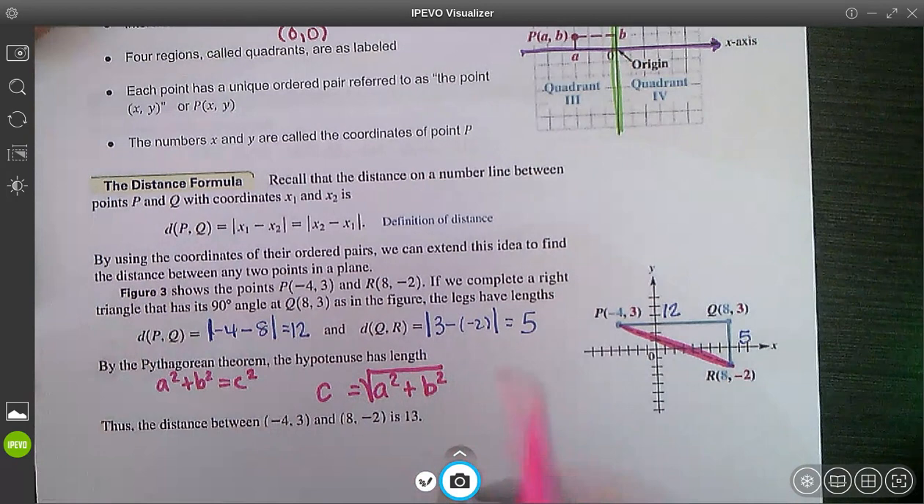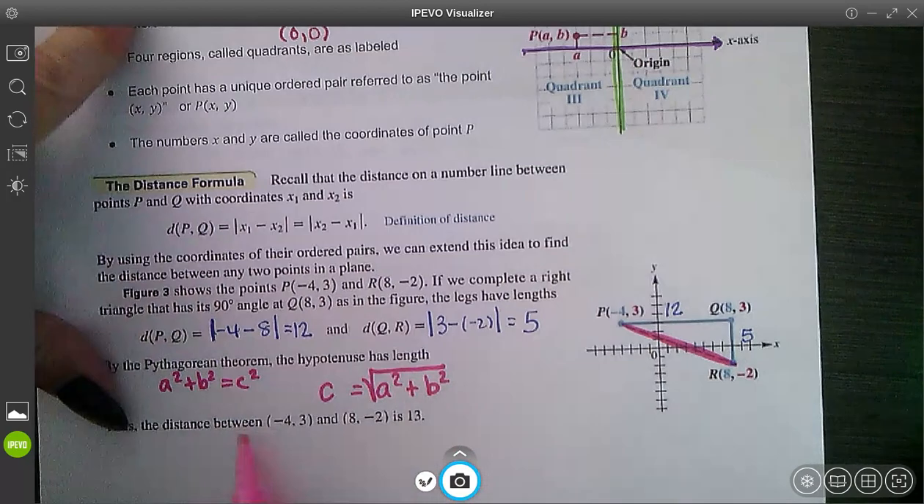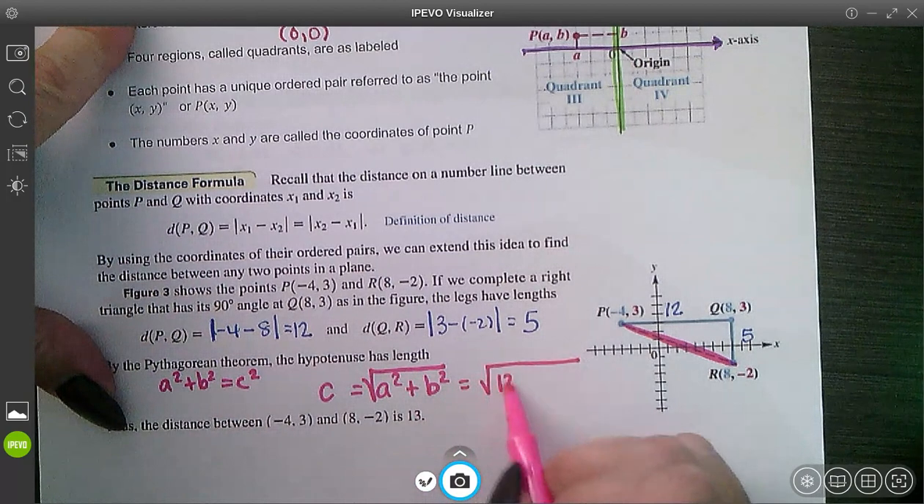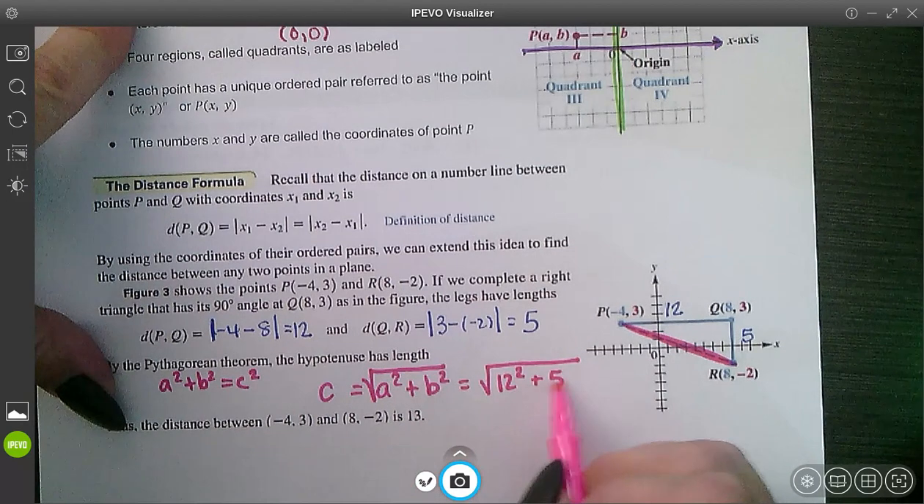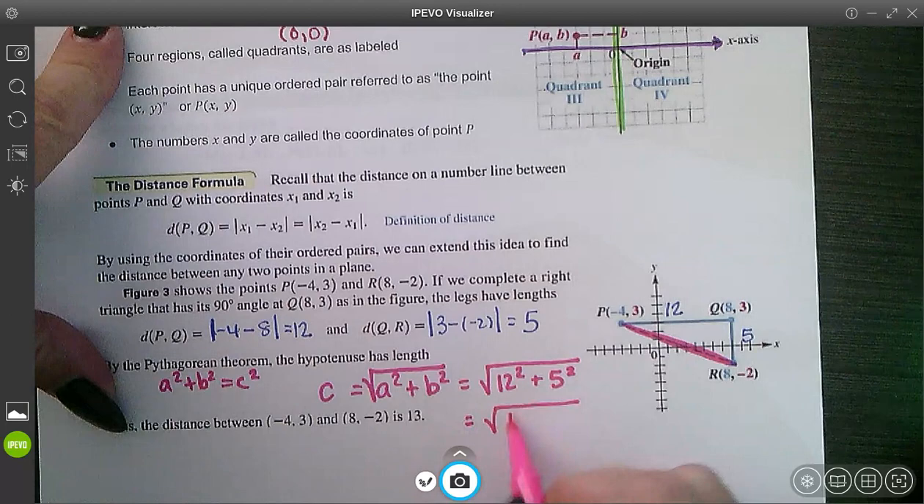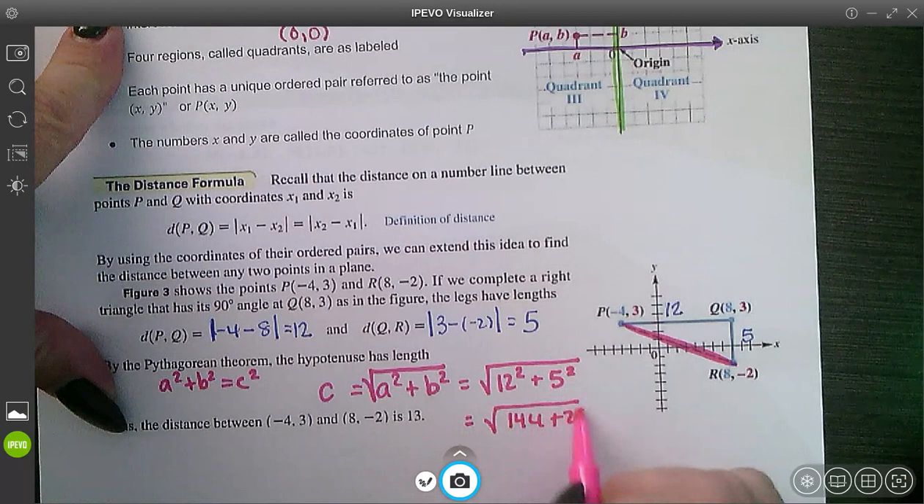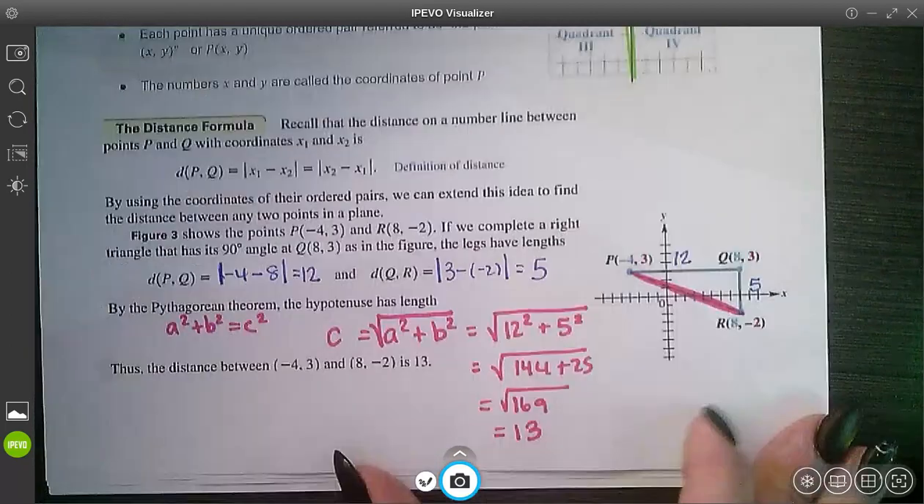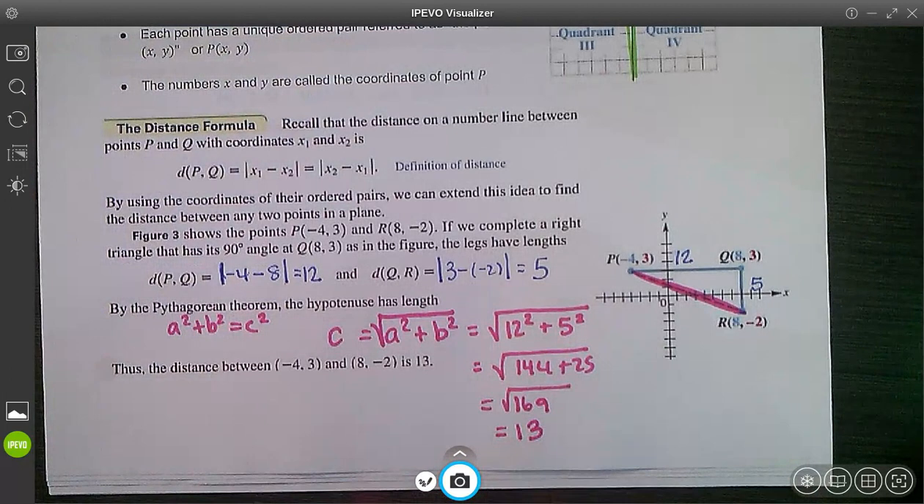So in this case, the distance between these two ordered pairs would be the square root of 12 squared plus 5 squared, which is 144 plus 25, square root 169, so 13 would be the distance between those two ordered pairs.